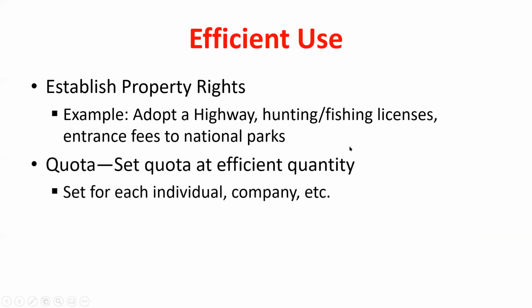Now you could just go in and set quotas. That's also another way of doing it, right? Instead of making people internalize it, you could just say, look, we are only going to allow there to be 5 boats to fish this ocean, right? And that way you can get the optimal quantity of boats you want.